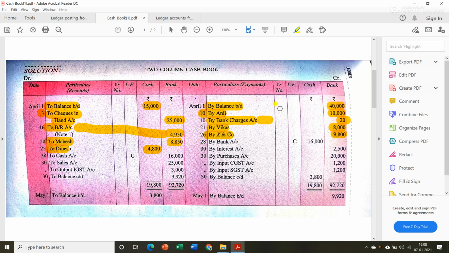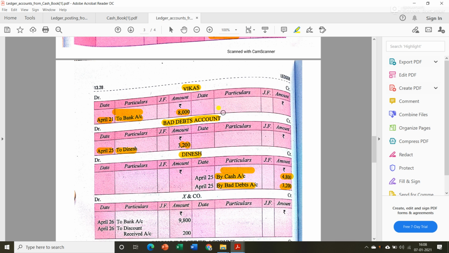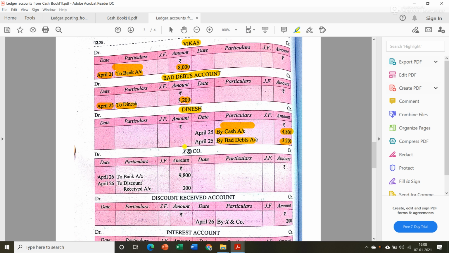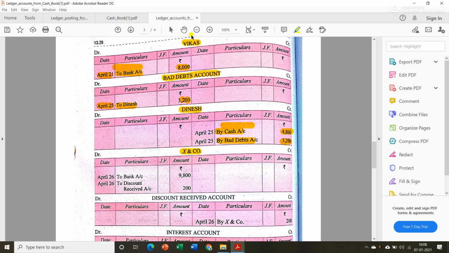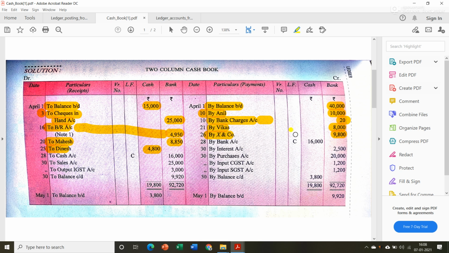Now this is X and company. Do we have any X and company in our ledger? Nope, we haven't made any. So we will prepare one X and company account. Then next we have to see on which side of the cash book we recorded. On the credit side. That means in X and company ledger we will have to write on the debit side. Then in which column did we write that amount?